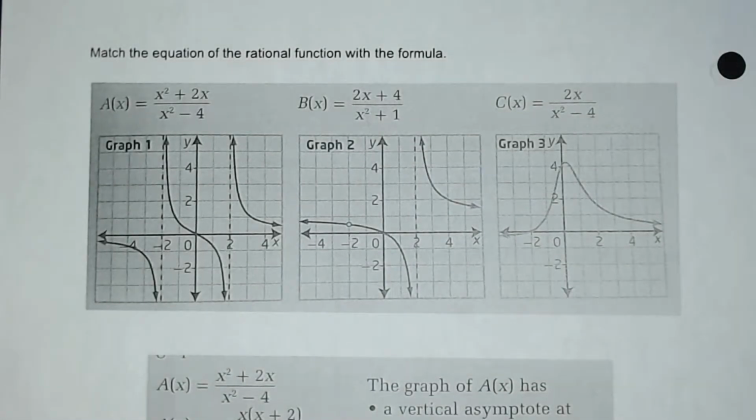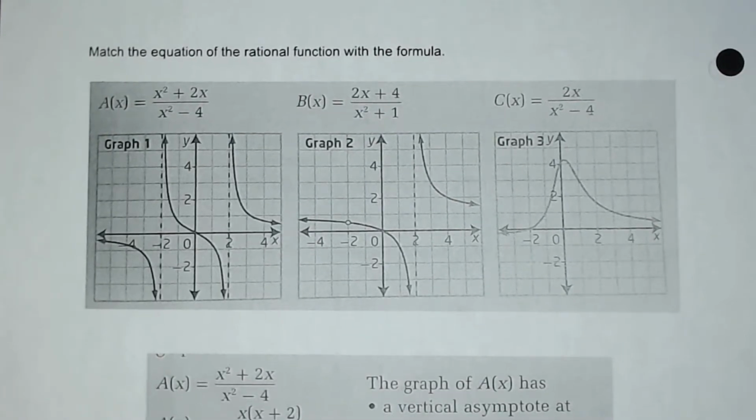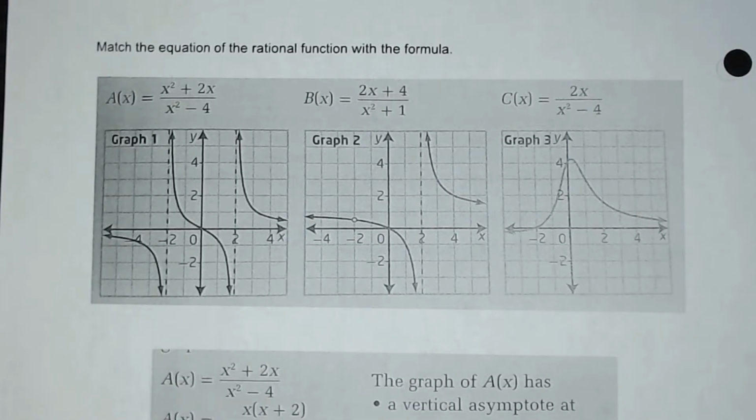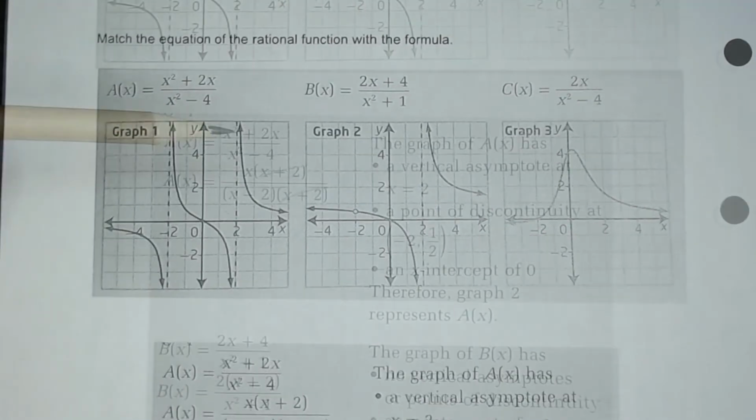In this example, we have 3 graphs and 3 functions given, and you're asked to match the equation of the rational function with the graph. So you need to analyze each of the functions and see which ones produce which graph. I think that it's easiest to look at the functions first, sort out what the factors are that are in common, and then have a look at which graph matches it.